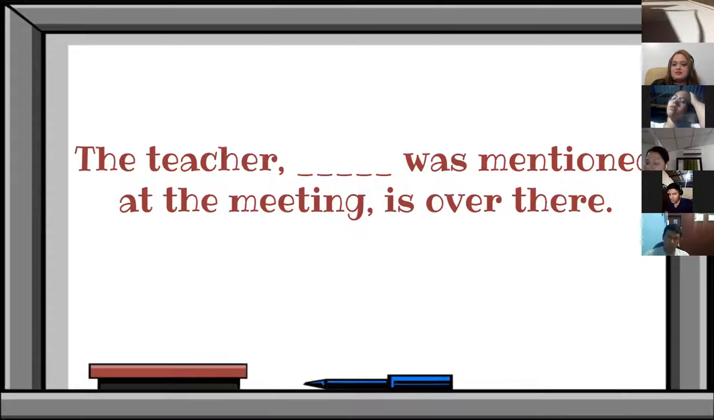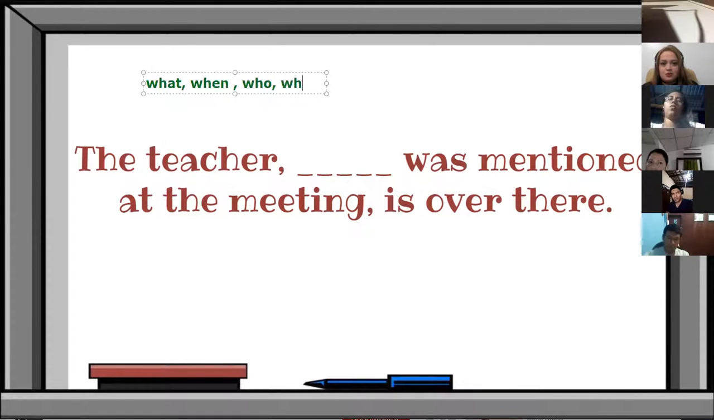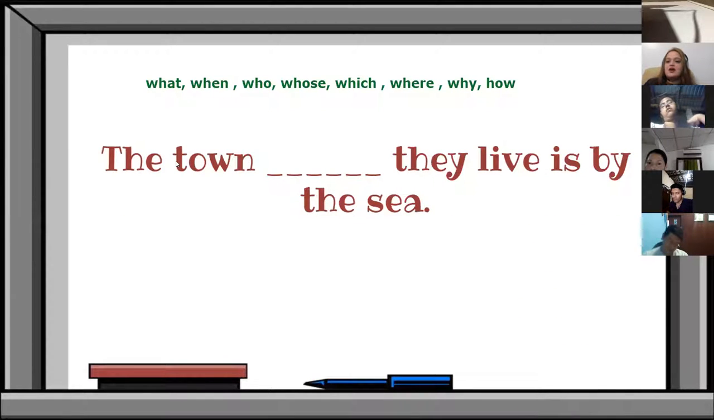The teacher was mentioned at the meeting is over there. Remember, these are the options. I'm gonna write them here. So the options we said, what, right? What do you think, Amilcar? Who? Yes, exactly. We have what, when, who, whose, which, where, why, and I think I'm missing how. How, yeah. Okay, so the teacher who? Yes, who? We're talking about the teacher, about a person. Okay, very good. Rebecca, next one.